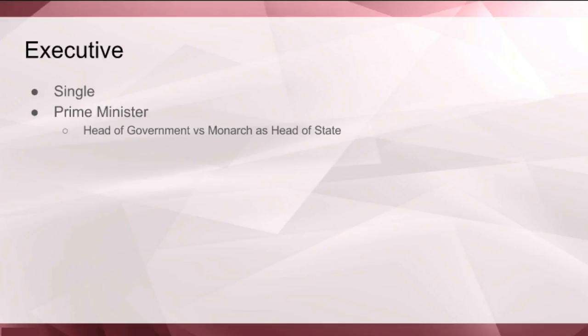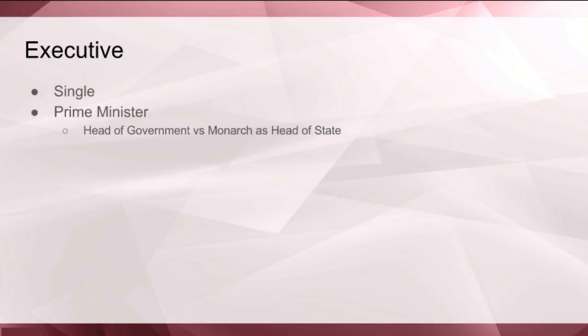Let's go ahead and delineate a difference between head of government and head of state. The Prime Minister is the head of government, or in the United States, we would probably use the term chief executive. This can be distinguished from the monarch as head of state. Typically, in a presidential system, you see a fusion between head of government and head of state into one individual. In a parliamentary system, these roles are split.